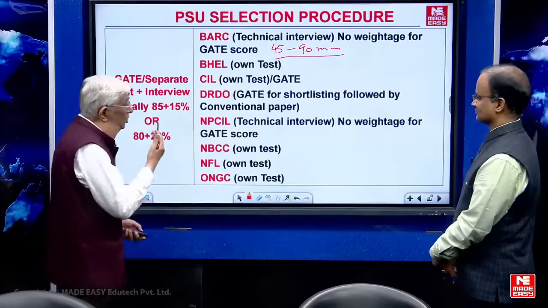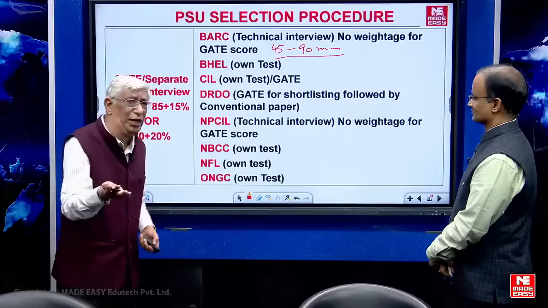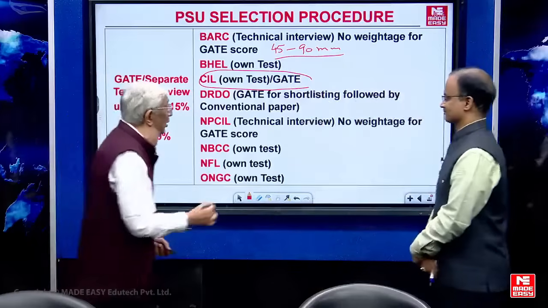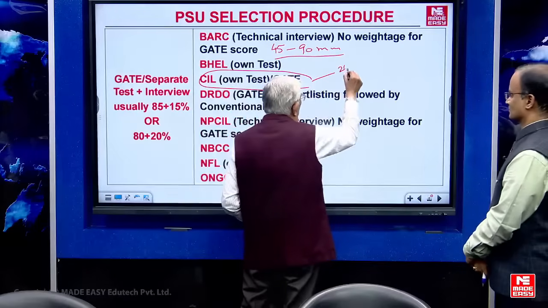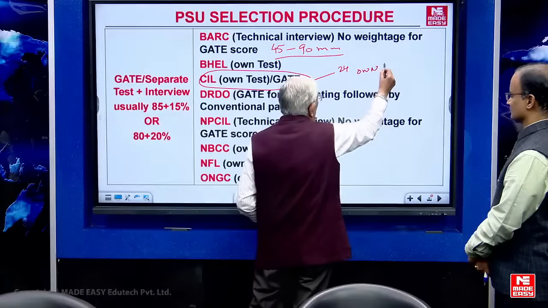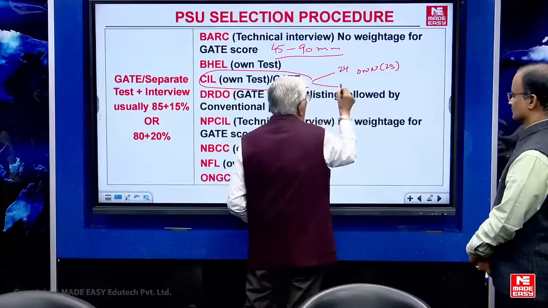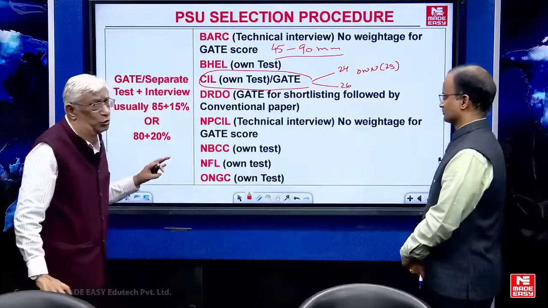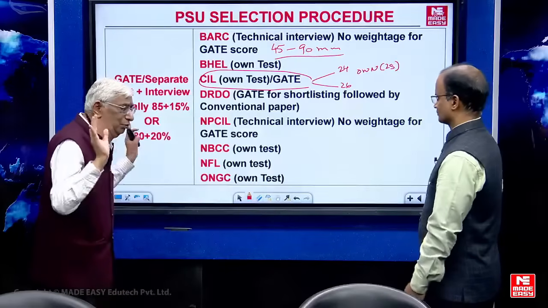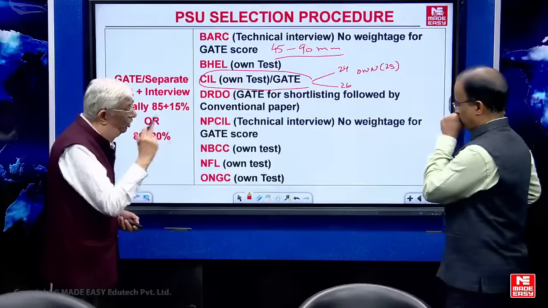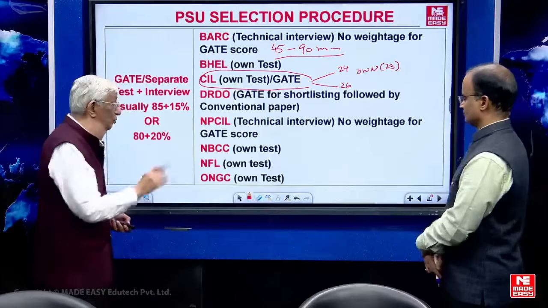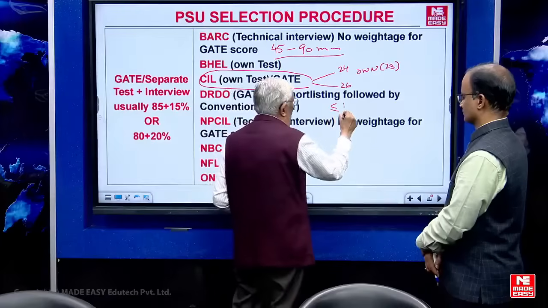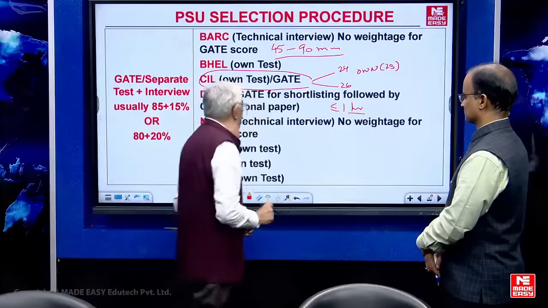BHEL conducts its own exam, CIL conducts its own exam or GATE in alternate years. Every alternate year? Exactly, Coal India Limited. Yes. Like they recruited through GATE 24, then they had their own exam in 25, and now this year again it's likely to be based on GATE only. Right? DRDO uses GATE score for shortlisting, followed by a conventional paper or directly for an interview. Again, technical interview, but generally the interview duration is less than 1 hour.